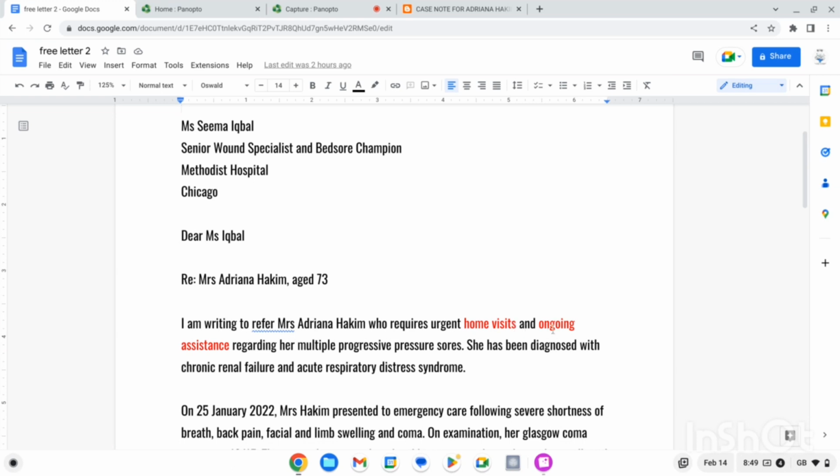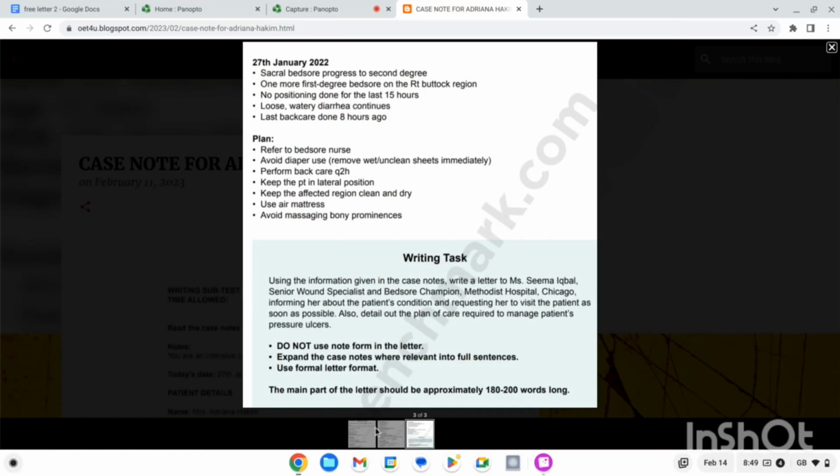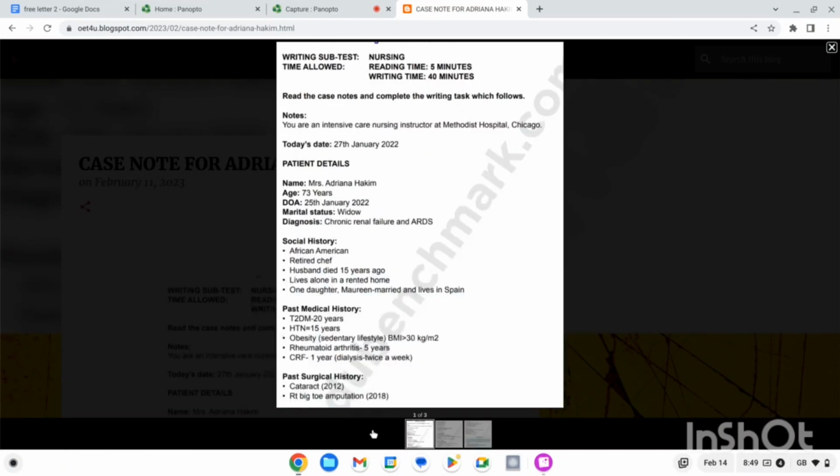Okay, and ongoing assistance regarding her multiple progressive pressure sore. So regarding her multiple progressive pressure sore is correct, but it's not ongoing. It's not mentioned in the case note. Okay, you can't write it if it is not mentioned in the case note. So we will read the case note and come back to it. Then we will discuss the purpose of the letter clearly. Okay, so again, read it carefully.